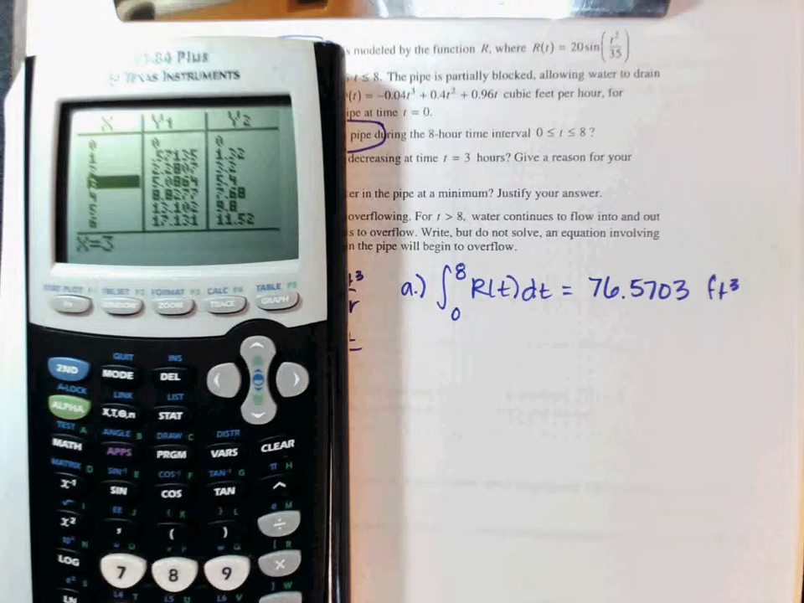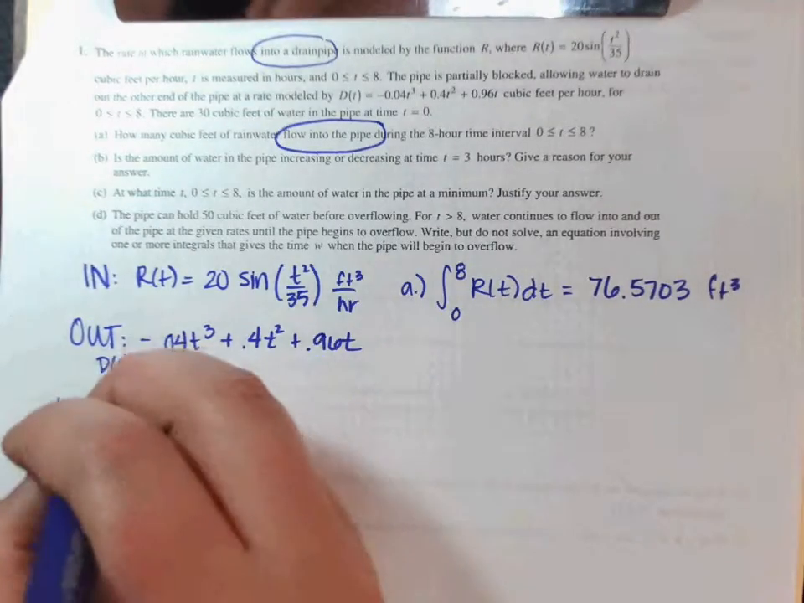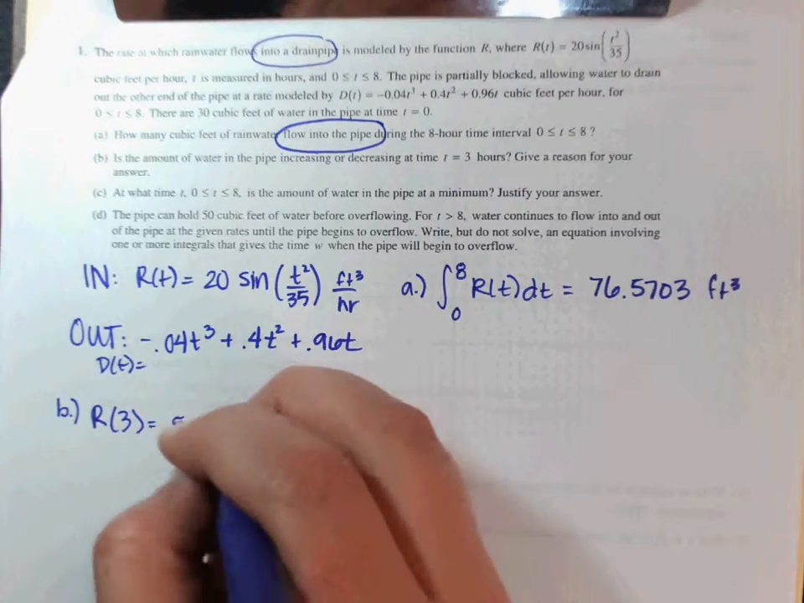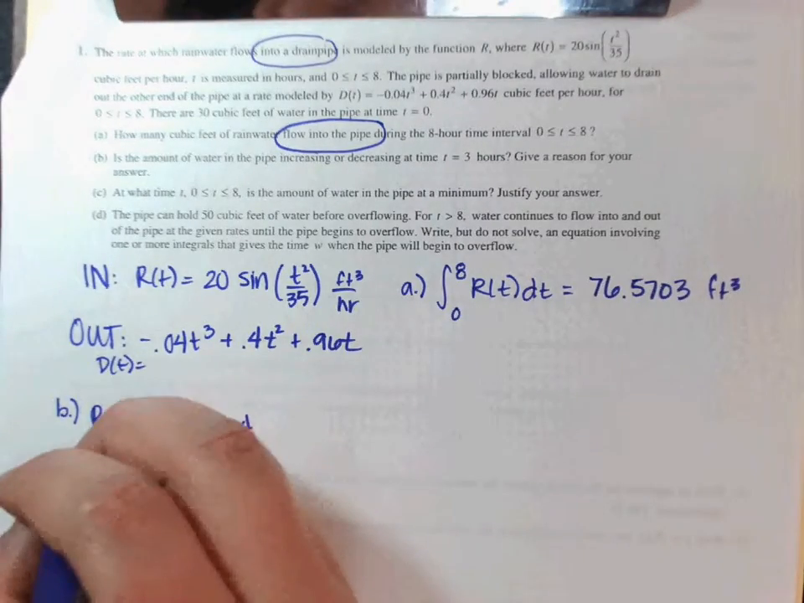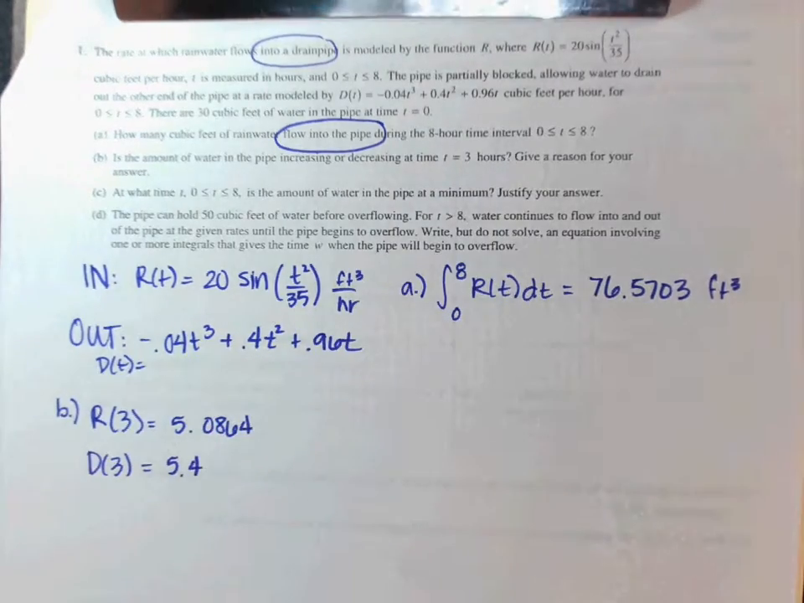It would be decreasing, because which rate is bigger? The rate of it going out, right? If I'm filling up a bathtub, but it's draining faster than I'm filling it, overall, it's going to be going down, right? So we would say R of 3 equals 5.0864. D of 3 equals 5.4.